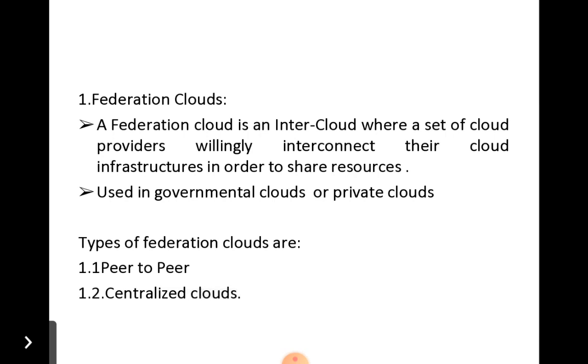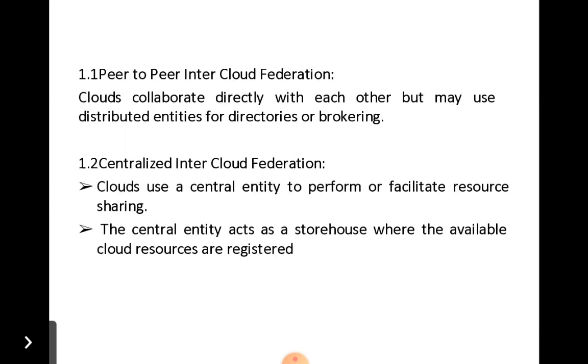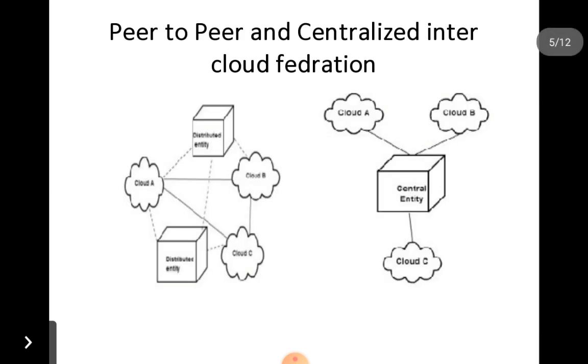Now there are two types of federation clouds: peer-to-peer and centralized clouds. First, peer-to-peer intercloud federation. In this, clouds collaborate directly with each other but may use distributed entities for directories or brokering. Second, centralized intercloud federation. Clouds use a central entity to perform or facilitate resource sharing. The central entity acts as a storehouse where the available cloud resources are registered. This is the diagram showing peer-to-peer and centralized intercloud federation.